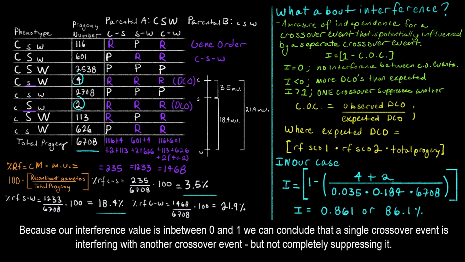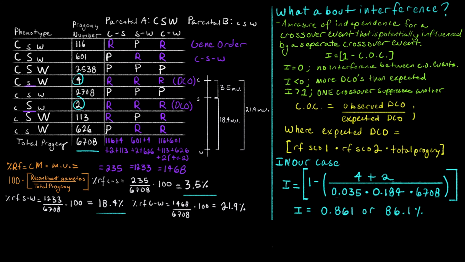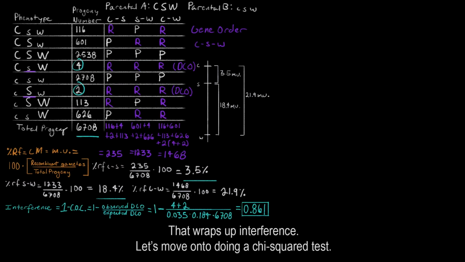Because our interference value is in between 0 and 1, we can conclude that a single crossover event is interfering with another crossover event, but not completely suppressing it. That wraps up interference. Let's move on to doing a chi-squared test.